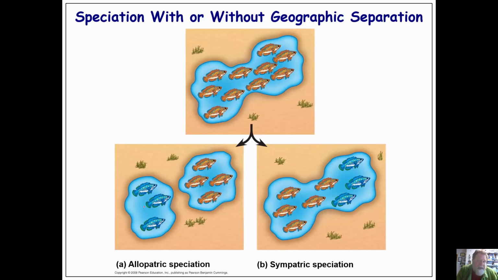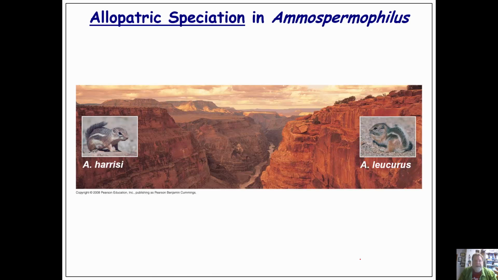Again, but then how can this happen? How can we have two species mate? Let's say we have a pool of fish here. If we have a separation of that pool, and those fish are not able to climb from one pool to another, we have what's called allopatric speciation, where there's physical separation. And sympatric speciation is where we have speciation occurring right in the same area.